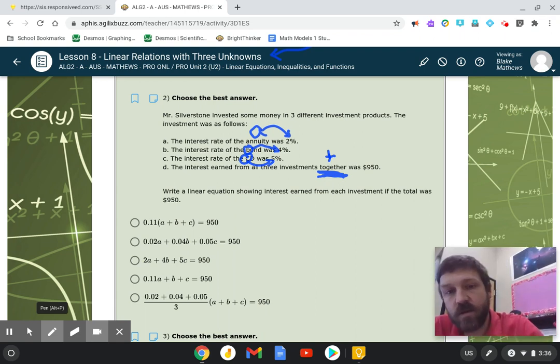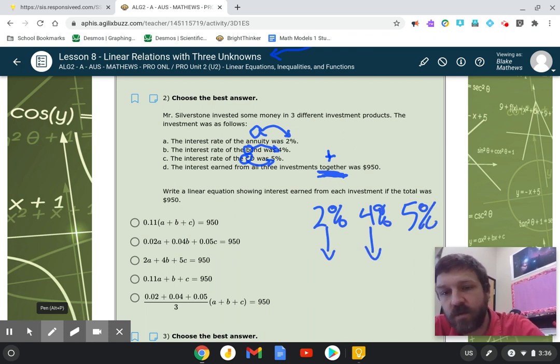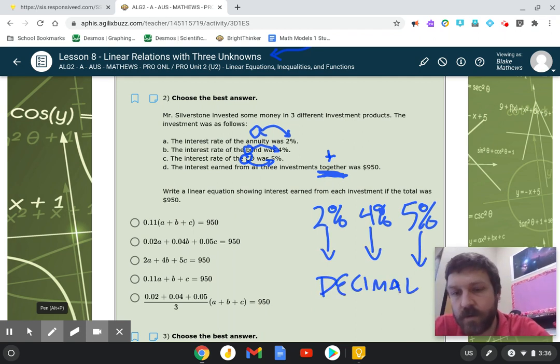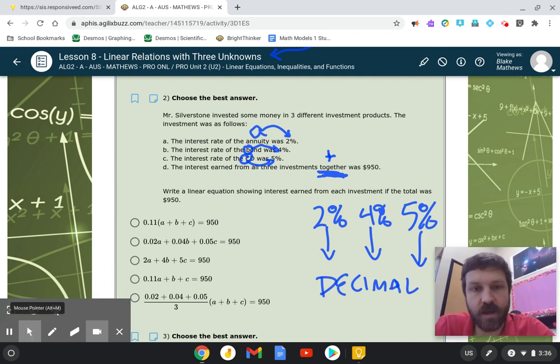So do not use 2, 4, and 5. You need to convert 2% into a decimal, 4% into a decimal, and 5% into a decimal form. You should know how to do that. So that's how you get those. So I'll let you finish that one out, kind of got you started.